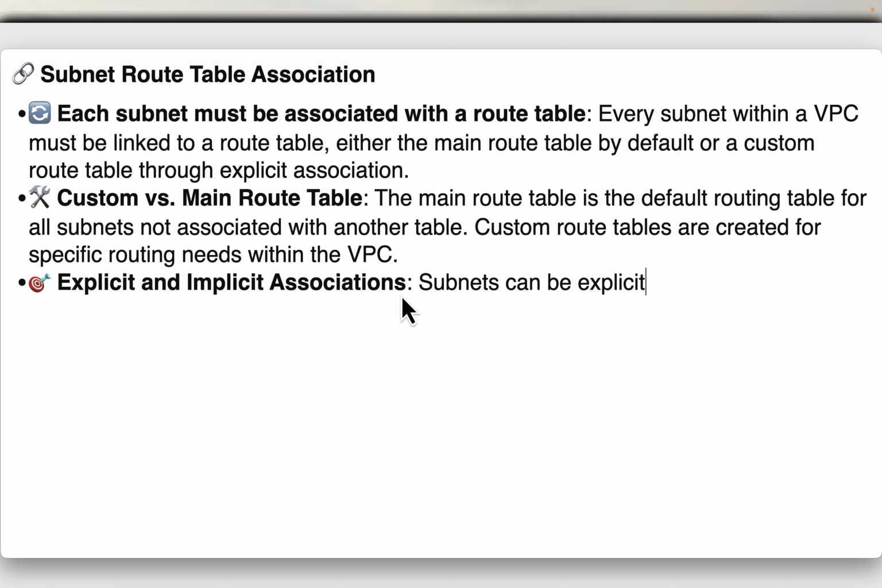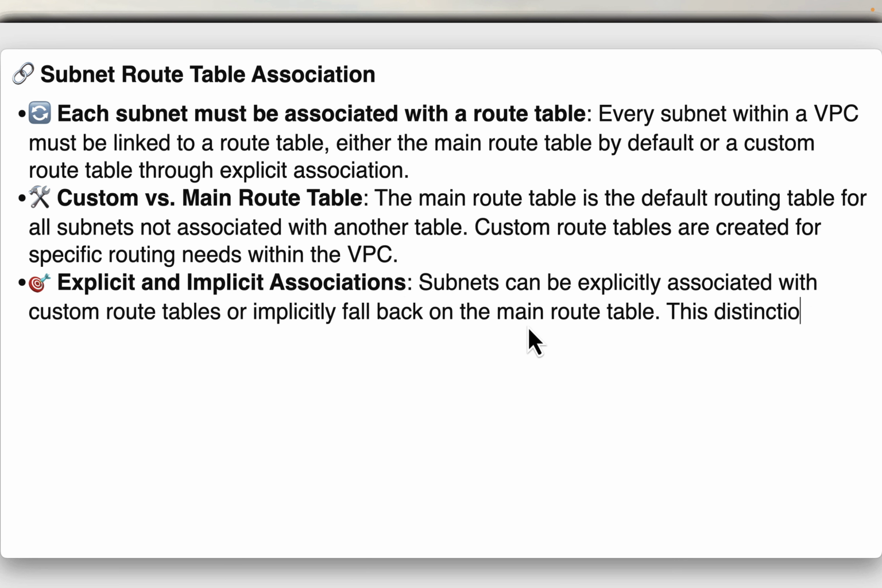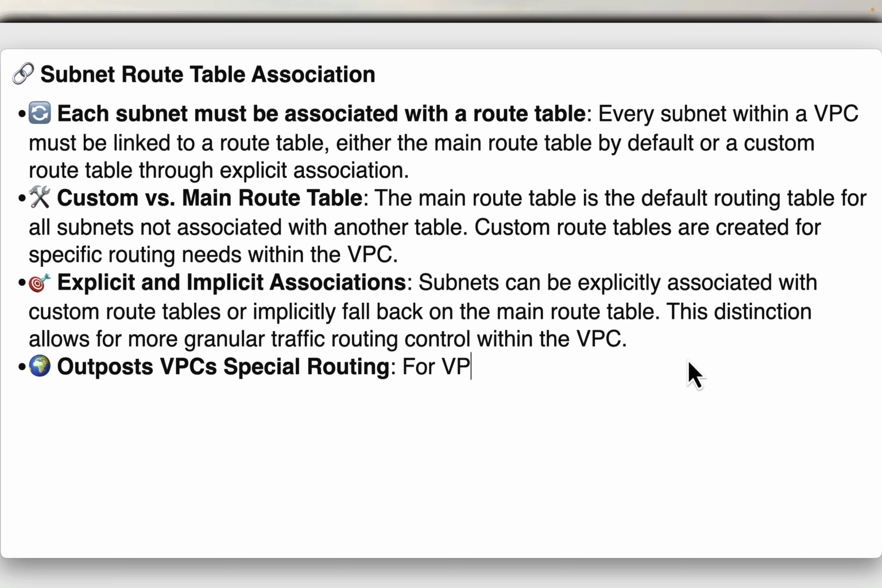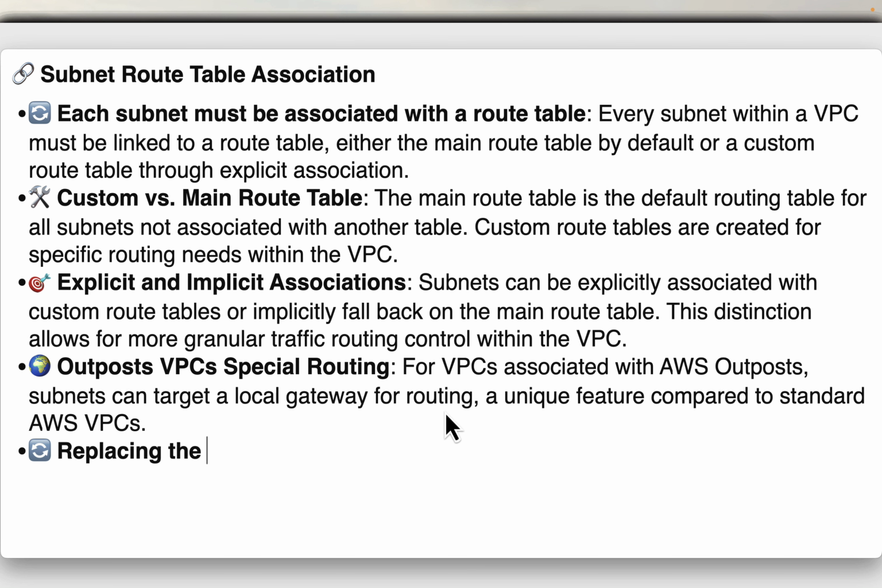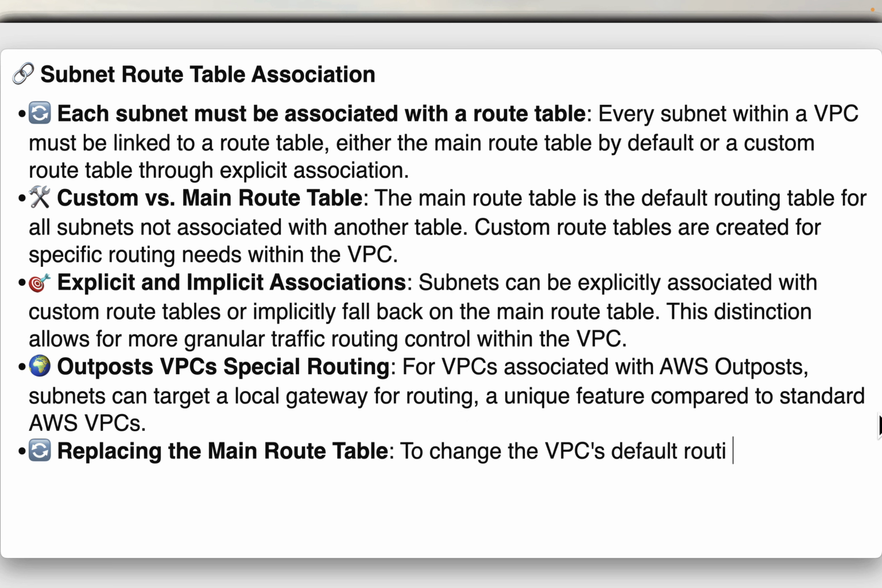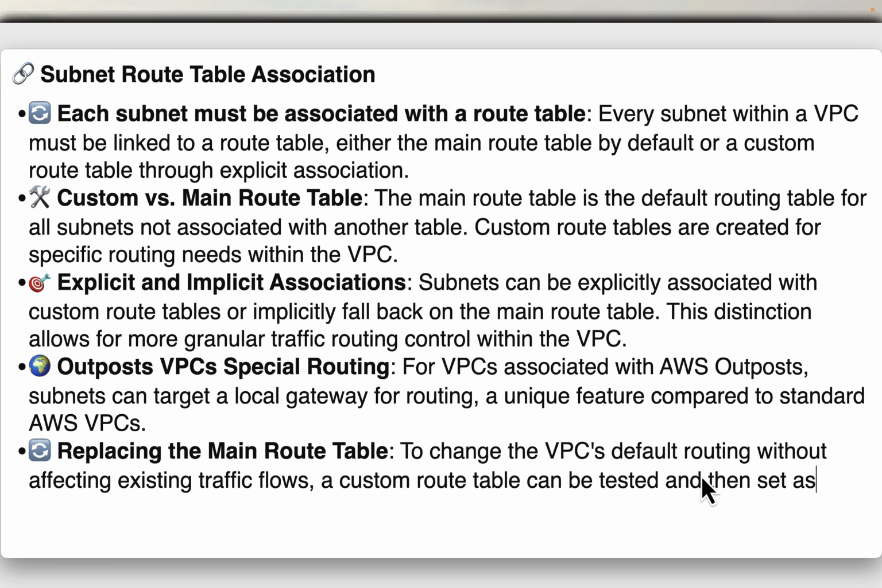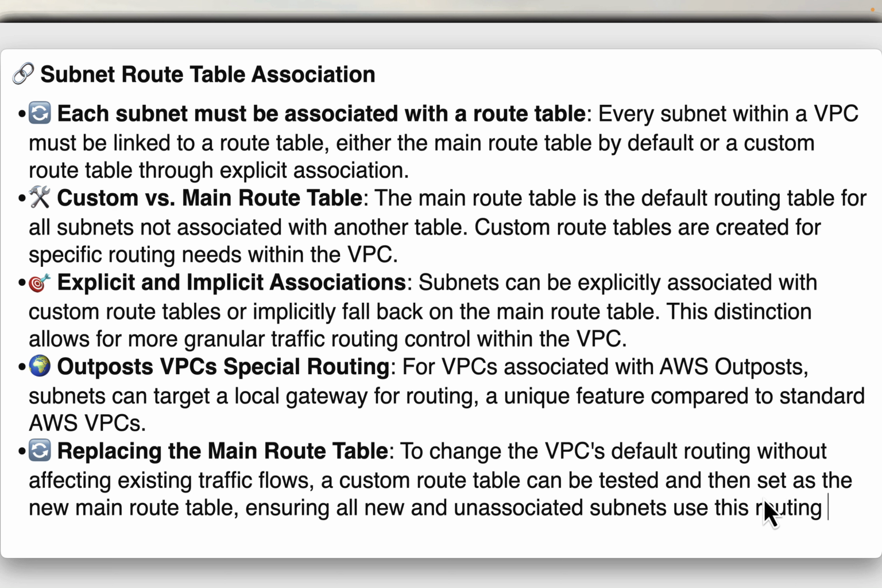Explicit and implicit association. Subnets can be explicitly associated with custom route tables or implicitly fall back on the main route table. This distinction allows for more granular traffic routing control within the VPC. Outpost VPC special routing. For VPCs associated with AWS Outpost, subnets can target a local gateway for routing, a unique feature compared to standard AWS VPC. Replacing the main route table. To change the VPC's default routing without affecting existing traffic flows, a custom route table can be tested and then set as the new main route table, ensuring all new and unassociated subnets use this routing by default.